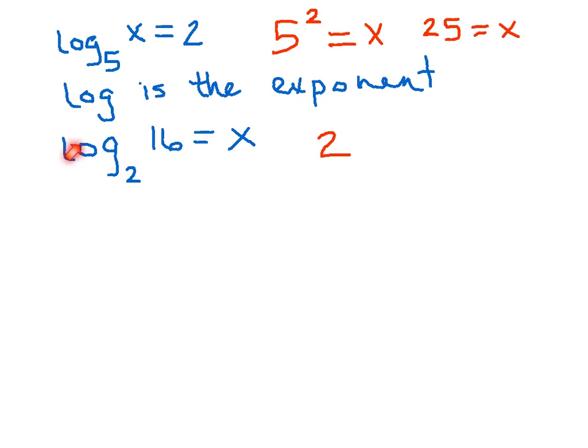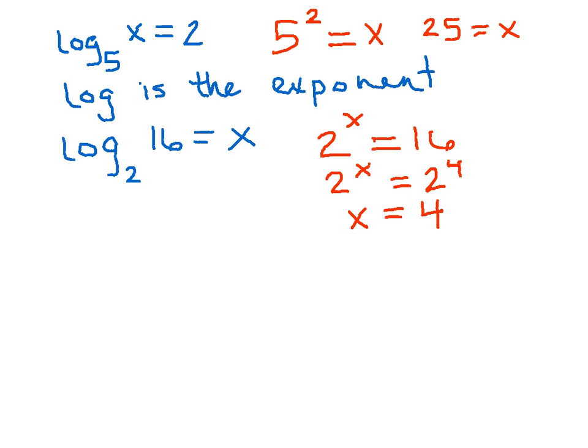And then the log is the exponent. So this time my exponent is going to be x, and it's equal to whatever I have left, in this case 16. So 2 to the x is equal to 16, which is 2 to the 4th, and x is equal to 4. So there you go, that's what that works out to be.